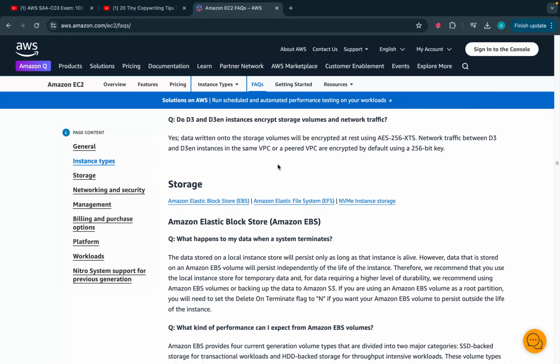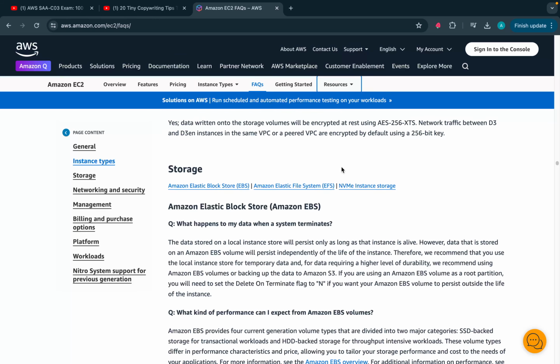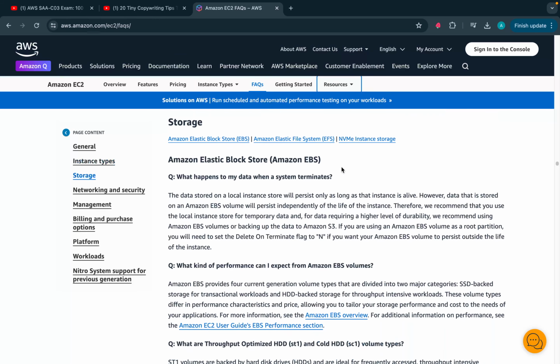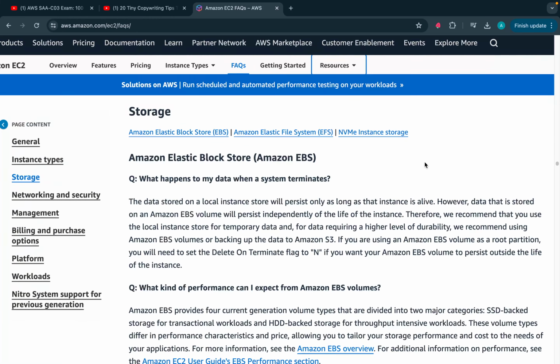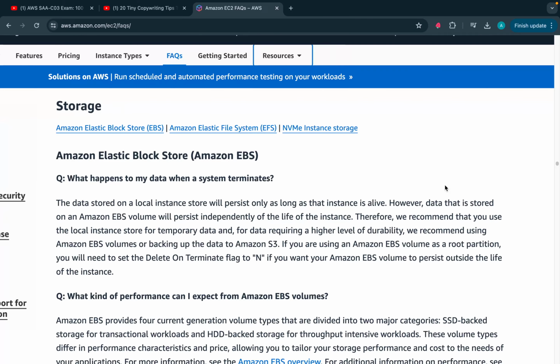So today let's dig into this Amazon storage, EC2 instance storage FAQs. Let's start with the Amazon block storage. What happens to my data when a system terminates? The data stored on local store will persist only as long as the instance is alive. However, data that is stored on Amazon EBS volume will persist independently of the life of the instance.